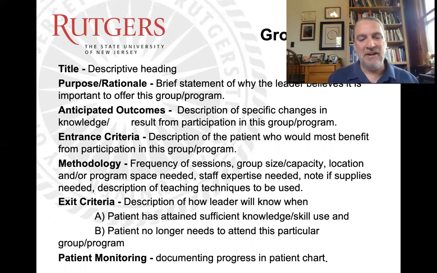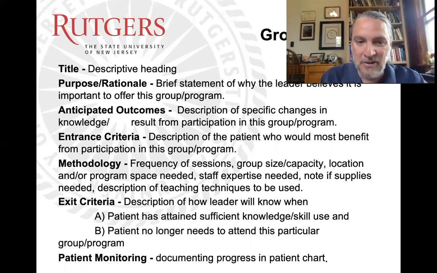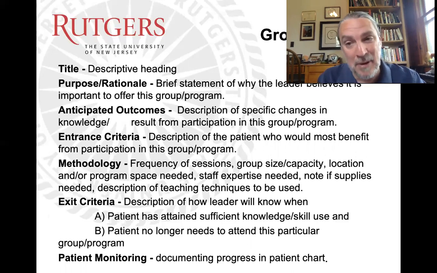And we have anticipated outcomes. What are the entrance criteria? For example, for men's group, an entrance criteria might be that someone is in fact a man. However, interesting question comes up. What if somebody identifies as a man? You know, so these are the things.